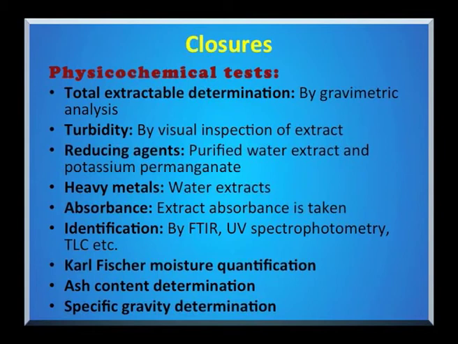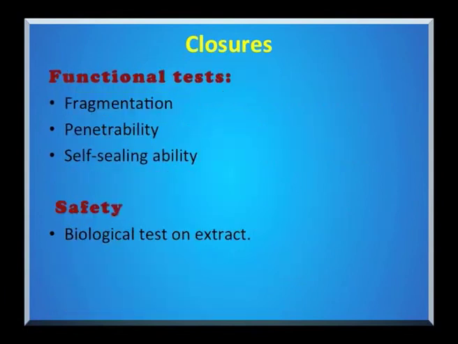For the presence of heavy metals, water extracts are taken. The extract absorbance is taken, and identification is done by the use of FTIR, UV spectrophotometry, TLC, etc. Other tests that are also performed are Karl Fischer moisture quantification, S content determination, and specific gravity determination. Apart from this, some functional tests are also performed, that is fragmentation, penetrability, and self-sealing ability. Again, like containers, closures are also tested for safety parameters, and it is done by biological test on extract.